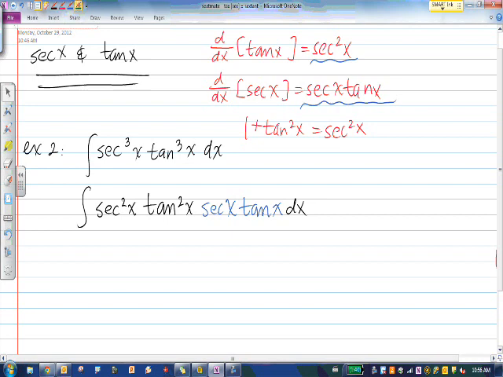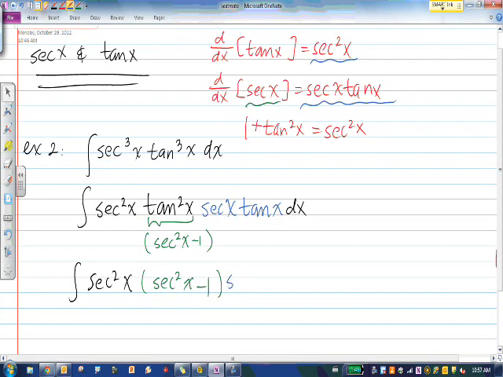So this time, since we chose secant tan, what we want to do is turn everything into secant. So tangent squared, I'm going to change into secant squared x minus 1. Okay, so this integral looks like this: secant squared x, and then I have secant squared x minus 1, and then I have my isolated secant x tan x dx. And like before, I'm going to choose my u to be secant x, because then du/dx will be secant x tangent x, which will cancel out.